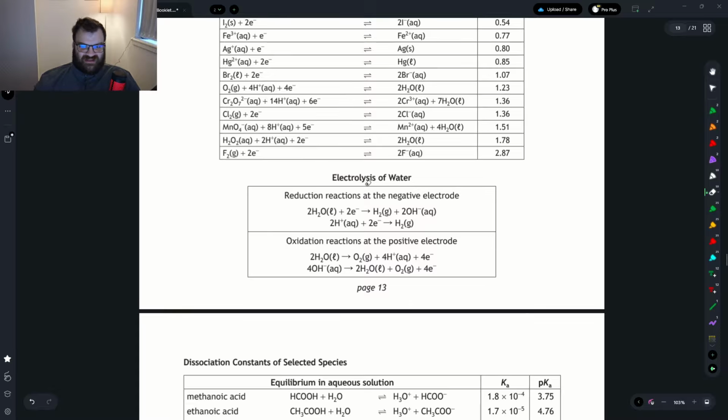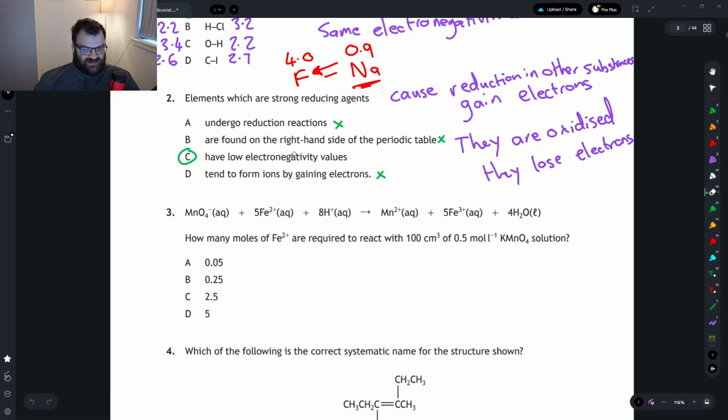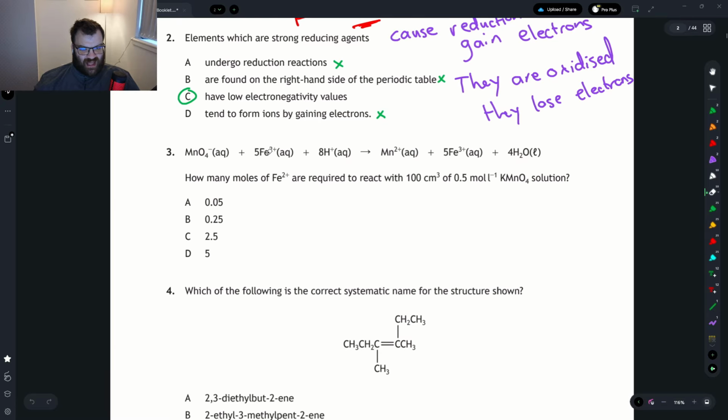We can then use that to match it up with the electronegativities to answer those ones about high electronegativities and low electronegativities and things like that.